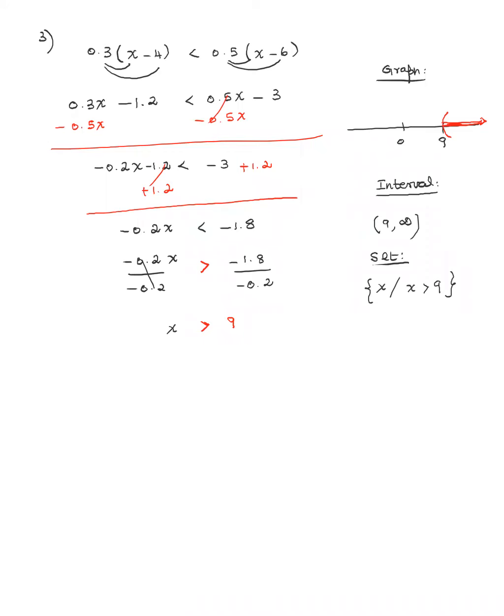The next one is going to be with fractions. So first we have to see what is the common denominator. The least common denominator for 4, 3, and 2 is going to be 12. So now multiply every numerator by 12.